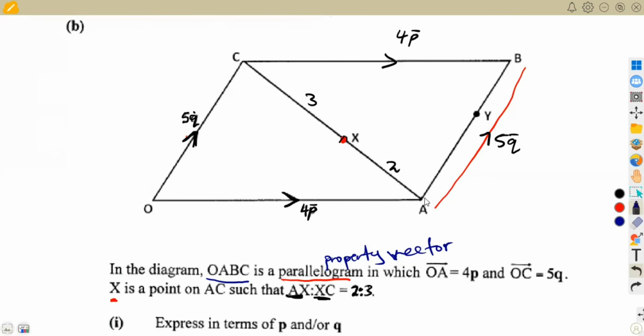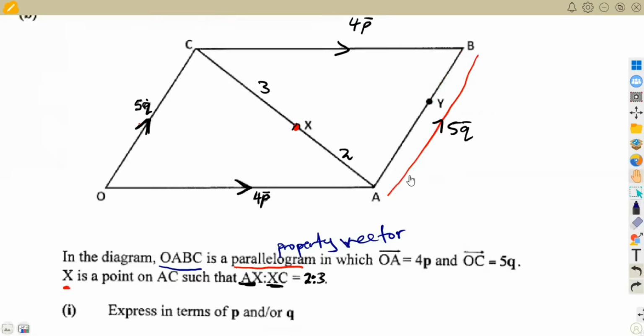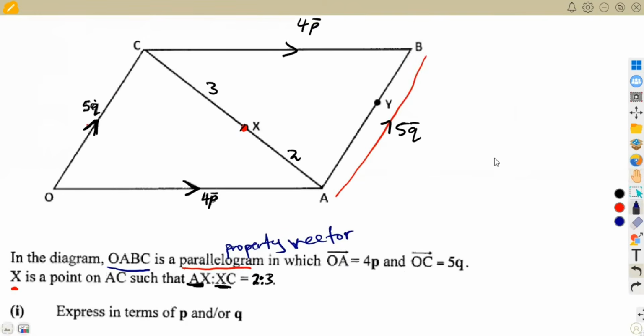The line that we are referring to is going to be the line AC, which is going to carry 5 parts, 2 plus 3, which is 5. So the whole of AC is equal to 5 parts. But AX carries 2 parts, so AX is going to be 2 out of 5 parts of AC. What does it mean about XC? It means XC is going to be 3 parts out of 5 of AC.